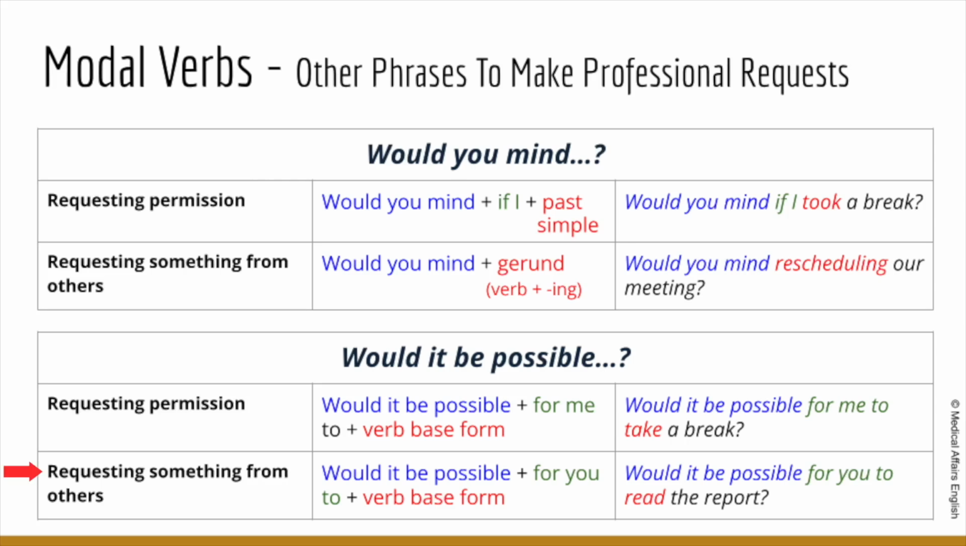When you're using "would it be possible" to request something from others, we'll use the structure, "Would it be possible" plus "for you to" plus the base form of the verb, like we see in this example, "Would it be possible for you to read the report?"